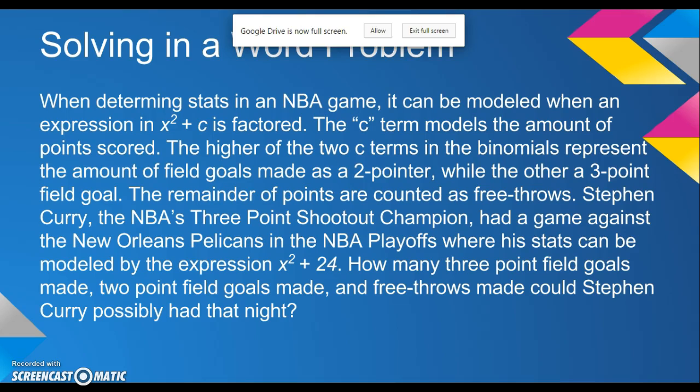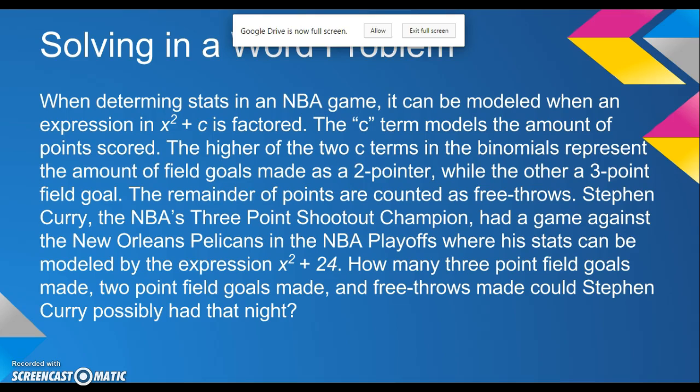Stephen Curry, the NBA's three-point shootout champion, had a game against the New Orleans Pelicans in the NBA playoffs, where his stats can be modeled by the expression x squared plus 24. How many three-point field goals made, two-point field goals made, and free throws made could Stephen Curry possibly have that night? So this is possibly, now, this actually never happened. This is just a word problem.